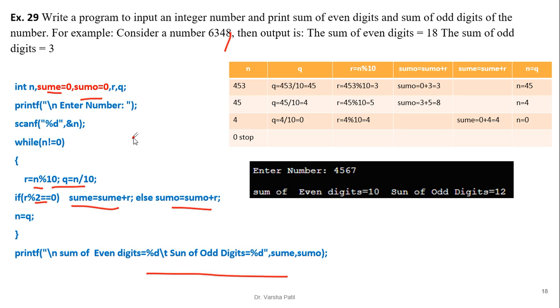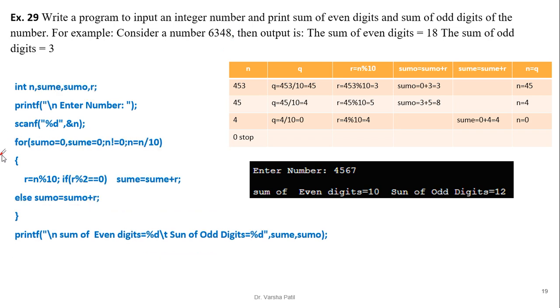And if we want to write the same with a for loop, it is very easy. These two variables, only for space purpose I have written like this, but I have to actually write: if the remainder is even, then update even, otherwise update odd.